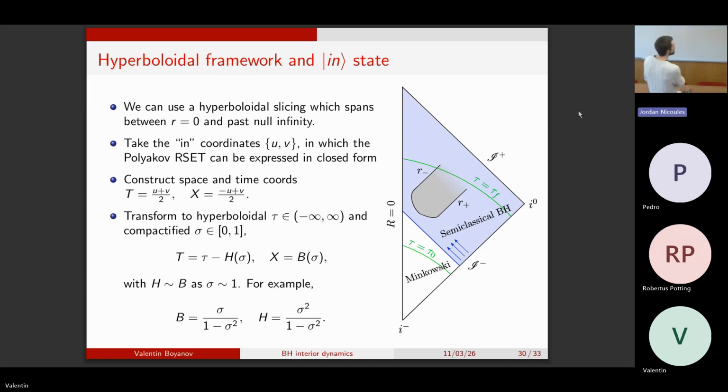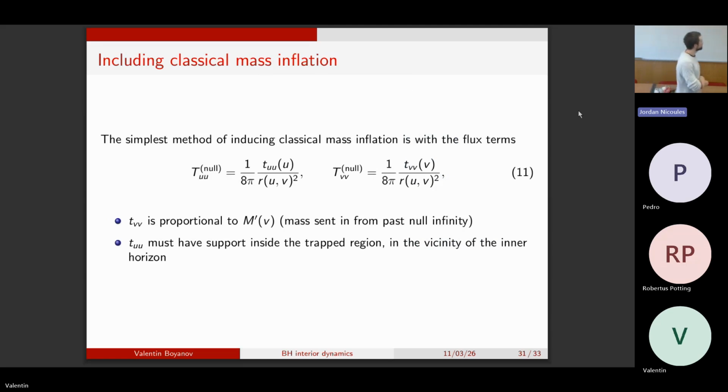And as for classical sources that induce mass inflation, we are implementing in our code now actually classical flux terms, both an ingoing one and an outgoing one. They cross within the trapped region. We already have some promising results.